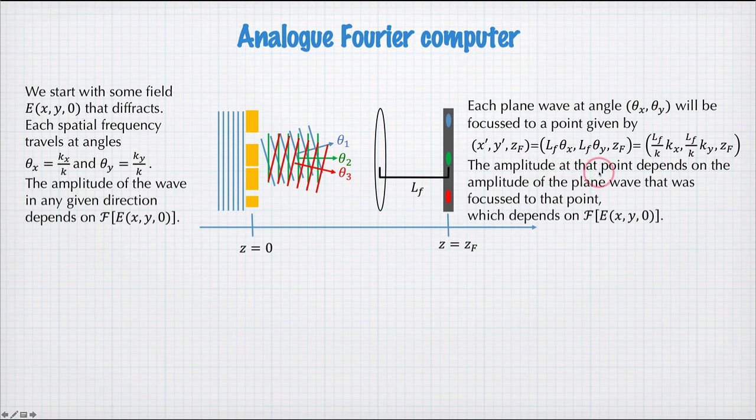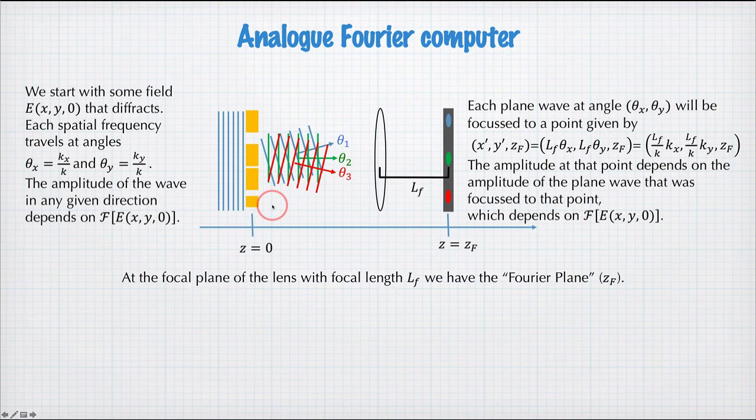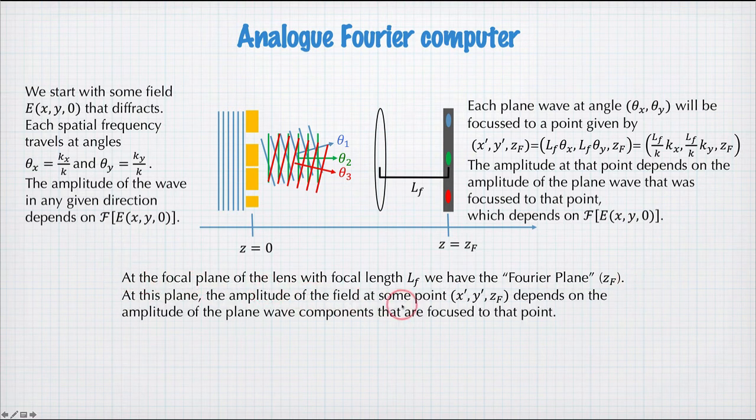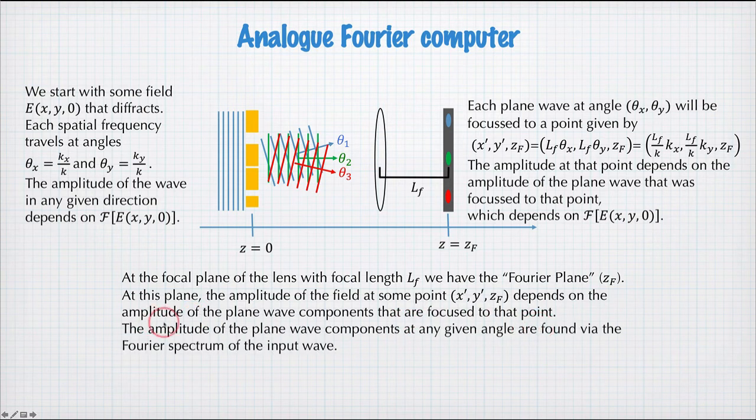And so therefore the amplitude at some point, x and y, will depend on the amplitude of the plane wave focused to that point, and the amplitude of the plane wave focused to that point depends on the Fourier transform of the aperture. So the focal plane of the lens with focal length f, we're going to call the Fourier plane. And at this plane, the amplitude of the field depends on the amplitude of the plane wave components focused to that point. The amplitude of the plane wave components at any given angle are found via the Fourier spectrum of the input wave, that is, the Fourier spectrum of the aperture through which this plane wave has passed.